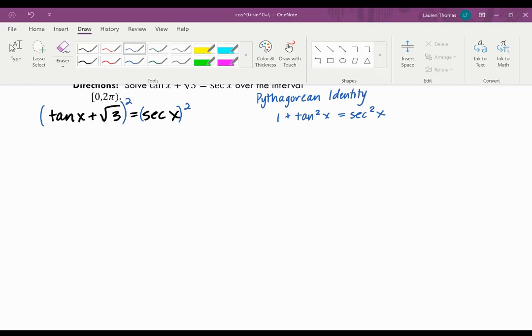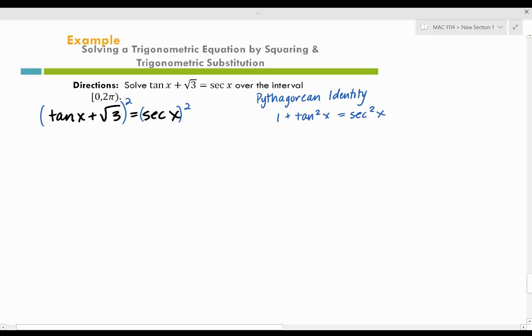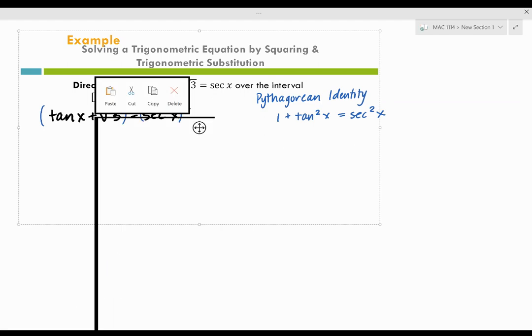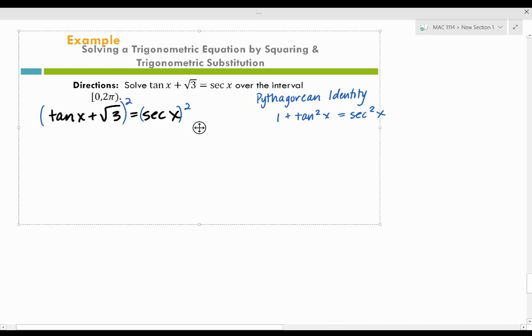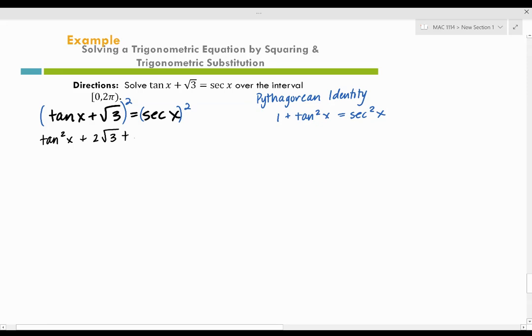All right. When I do that, okay, this left-hand side, all right, this is a binomial, okay? So because it's a binomial, it means that I have to use FOIL if I want to multiply this out. Don't forget, don't just distribute the squared power to the tangent x and the square root of 3. Remember, you have to FOIL it. So when I do that, I end up with tangent squared x plus 2 square root of 3 tangent x plus 3 equals secant squared x. Okay, so I've completely multiplied out my problem.